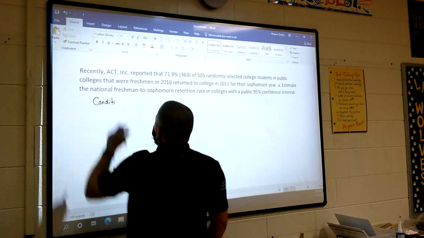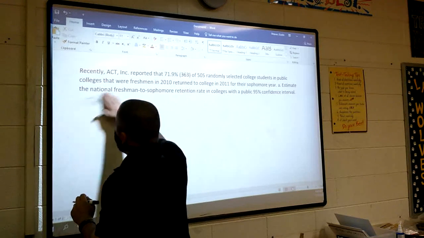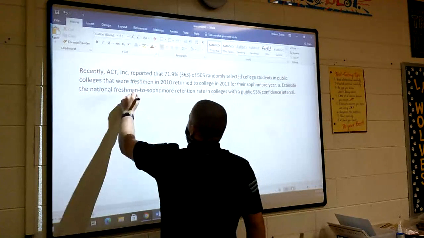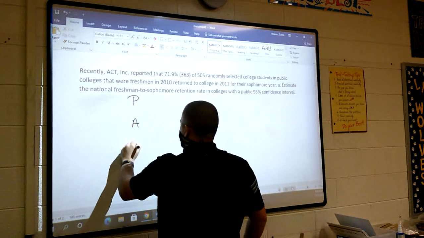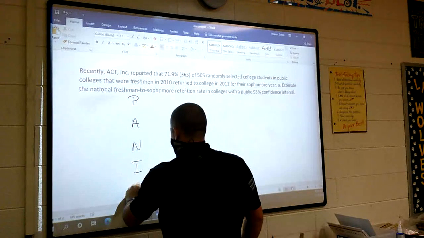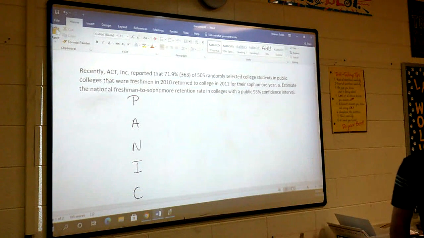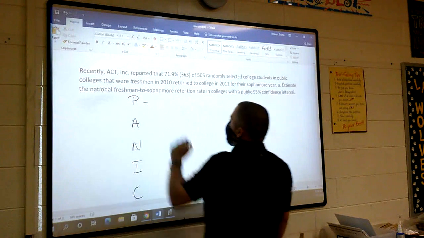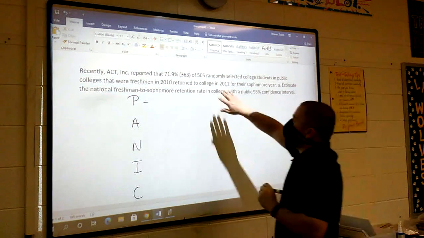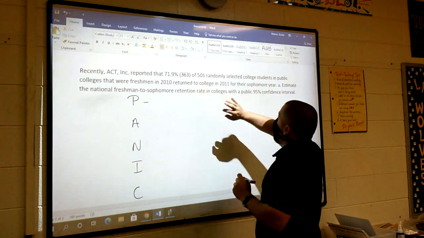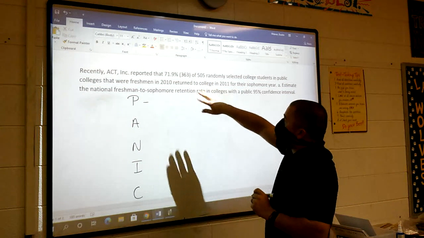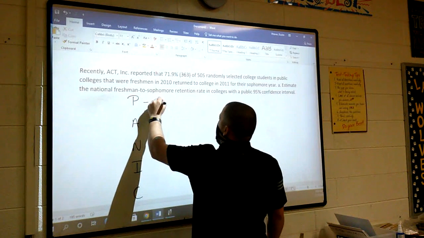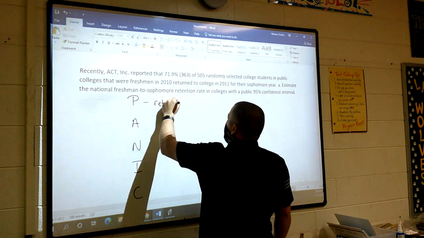And actually, I'm going to give you an acronym to remember all the things that you need to do for a confidence interval, okay? So anytime we get a confidence interval, we're going to say PANIC. So P stands for what is the parameter of interest. So the thing that we're interested in learning about is the students that return to college for sophomore year.